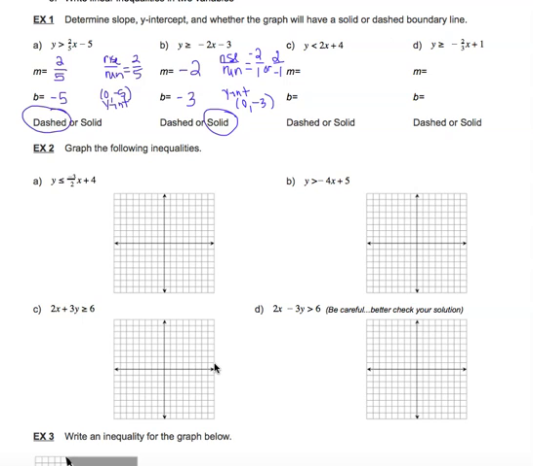Okay, so now looking at the next one, hopefully you've gotten good enough to try this by yourself, so just go ahead and try, and then I'll check it with you. Pause the video for a second if you need to. Write down your m, your b, write down what that tells you, and then circle whether we should have solid or dashed there.